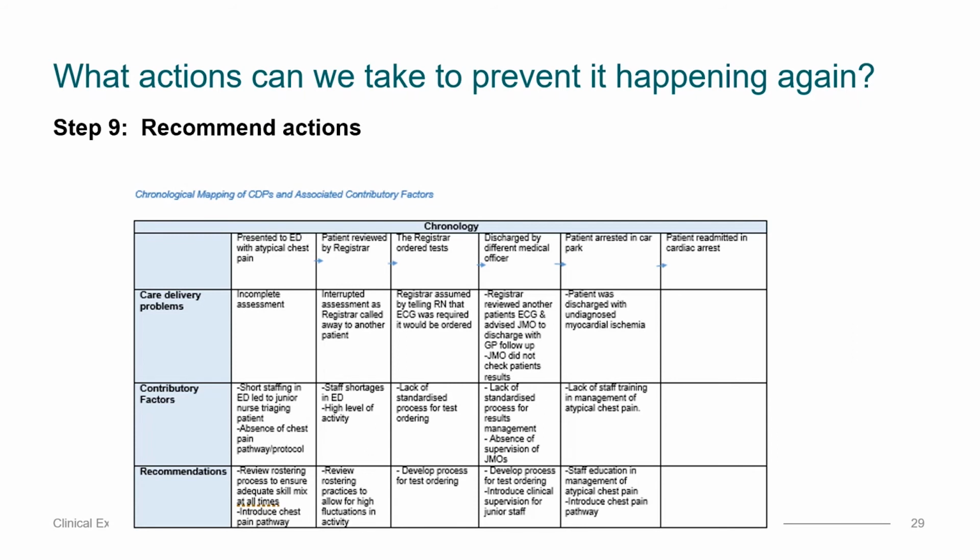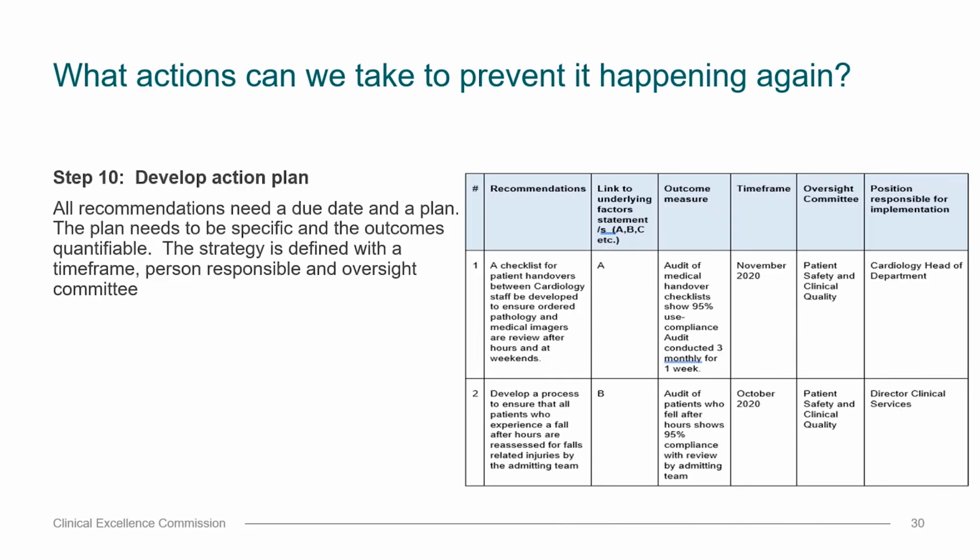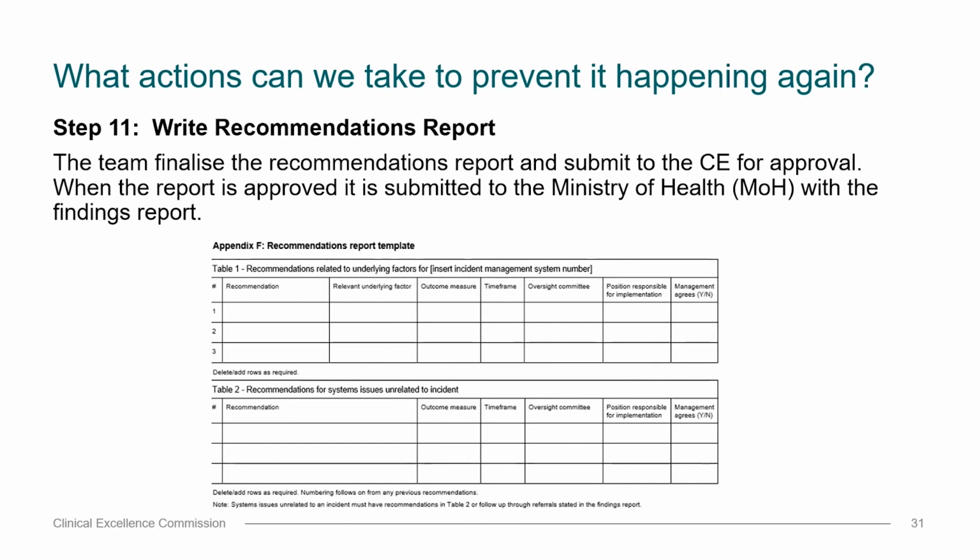Recommendations are added to the chronological mapping of care delivery problems and associated contributory factors, which completes the table. So for each recommendation, an action plan is developed that includes a due date, an outcome measure, a person responsible, and an oversight committee. The team finalise the recommendations report and submit it to the Chief Executive for approval. When the report's approved, it's submitted to the Ministry of Health along with the findings report.